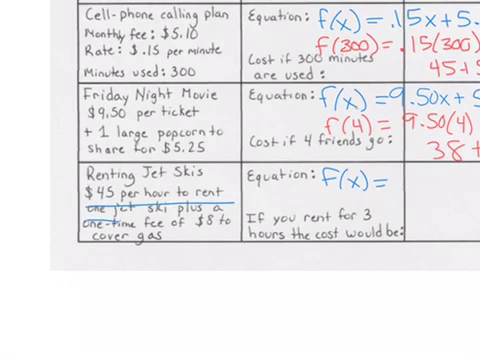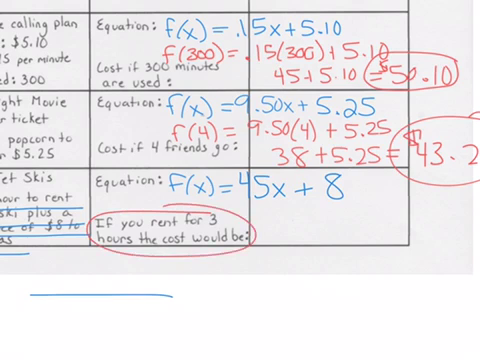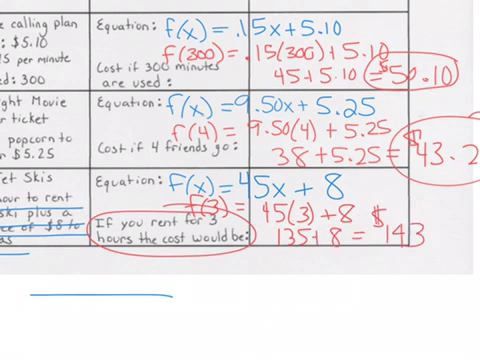Okay, last little scenario, renting a jet ski, $45 per hour to rent one jet ski, plus a one-time fee of $8 for gas. So over here, my function is going to be 45x plus 8. How much would it be to rent it for 3 hours? That means plug in 3 where you see this x. So we get 135 plus 8, $143.